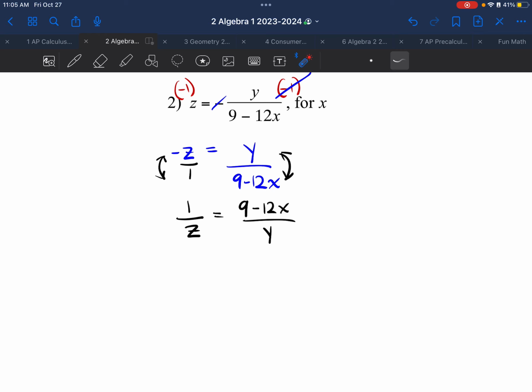I'm going to get rid of this divide by y by multiplying by y. If I multiply by y on the right, I need to multiply by y on the left. So these y's are going to cancel out, leaving me with a 9 minus 12x on the right. On the left side, this is really y over 1 times 1 over z. Y times 1 is y, and 1 times z is z.